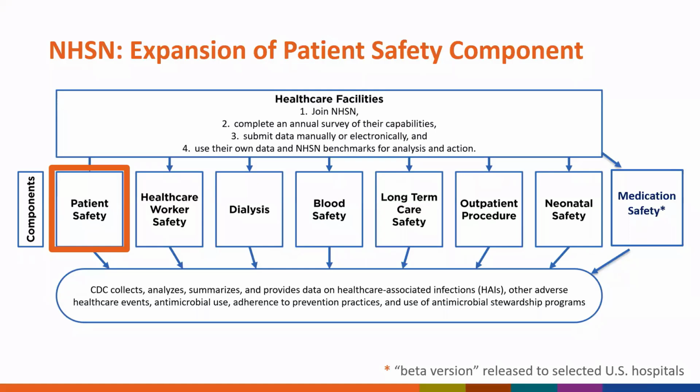You'll see here that we are expanding the patient safety component. We already have several different little cabooses here, but the patient safety component is the primary method of surveillance and reporting used by all of our acute care hospitals, long-term care hospitals, rehabs, cancer centers, et cetera. And this is where you're going to put your HAI and healthcare events along with antimicrobial use, adherence to prevention practices, and your stewardship program. Next slide, please.